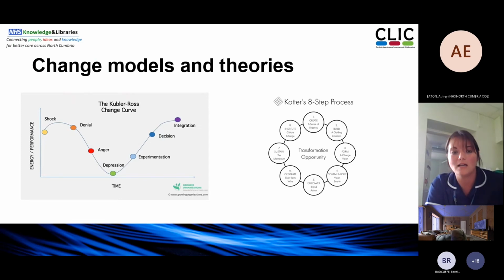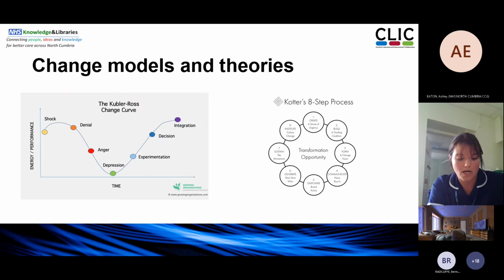And some people will recognise that change curve model and those emotions as very similar to the grief model as well. So it's understanding that change can be a bit of grief as well, grief of the old system that you used to use, and it's really recognising and understanding and being there for people, that they're going to be going through those emotions. And change can be really challenging, but if it's done effectively, it can be really, really rewarding.